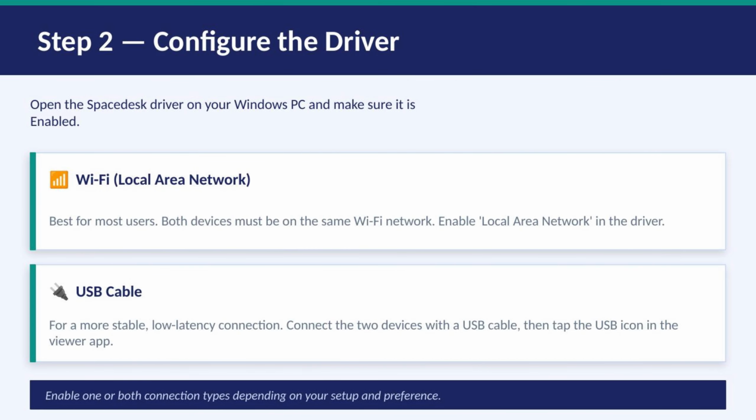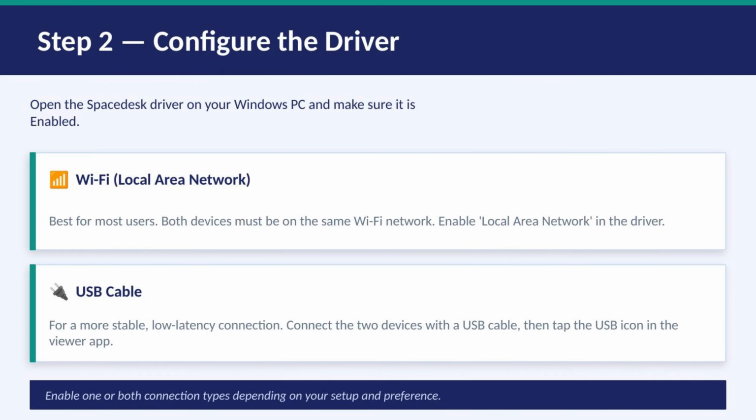Step 3. Configure the Spacedesk driver. Once the driver is installed on your Windows PC, open it. You'll see the Spacedesk console. Here's what to do. Enable the driver. Make sure the driver is enabled. You should see a status indicator showing it's active.